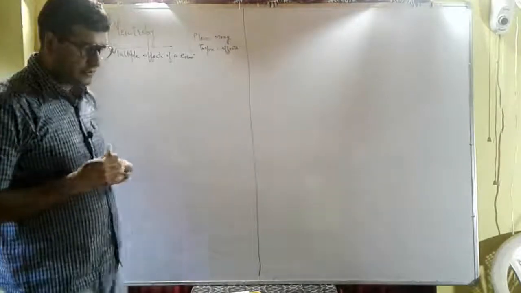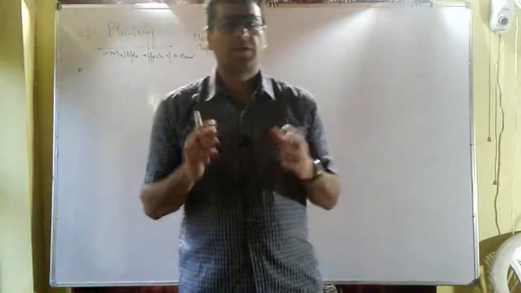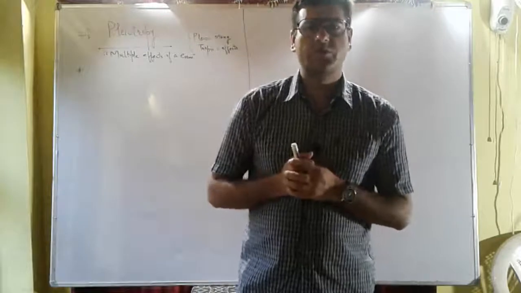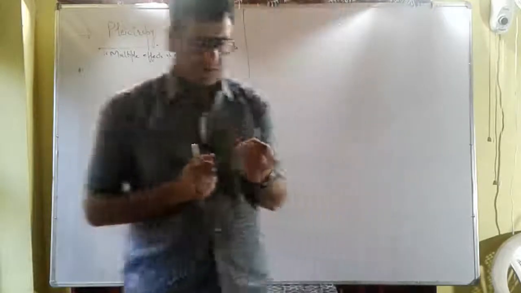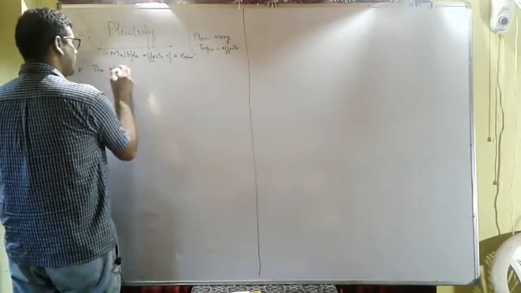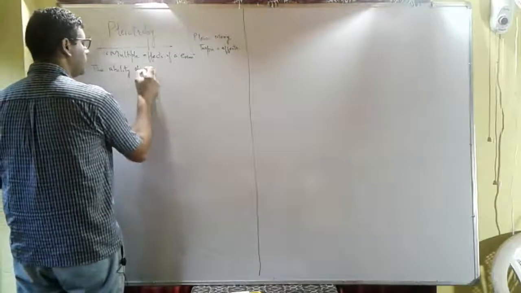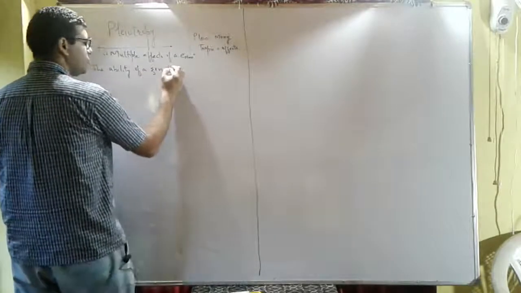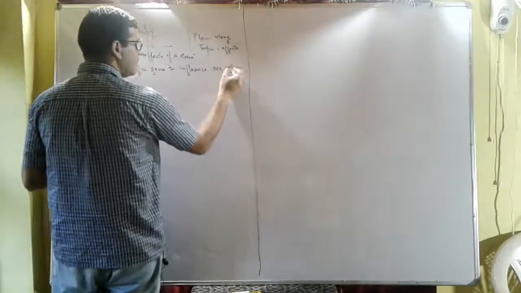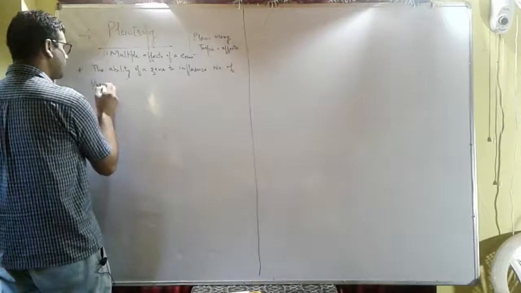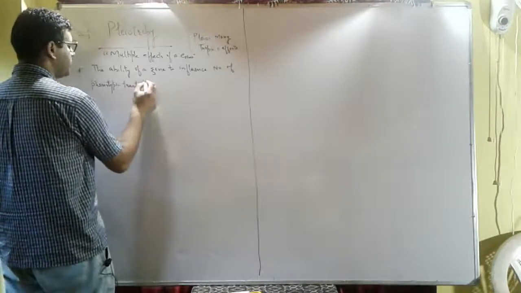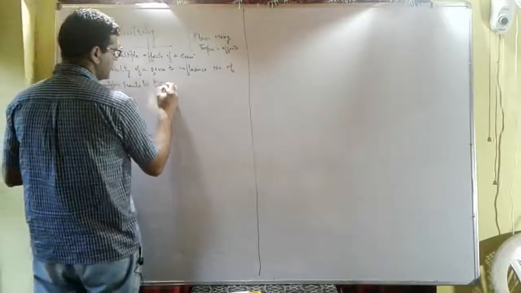In other words, we can say that the ability of a gene to influence several phenotypic traits is known as pleiotropy. So the ability of a gene to influence a number of phenotypic traits is known as pleiotropy.